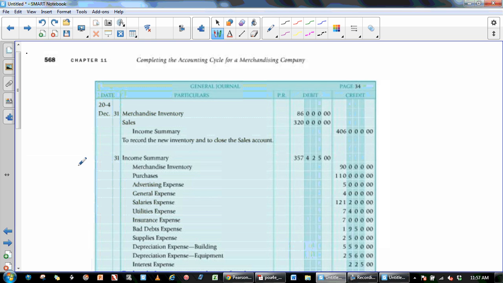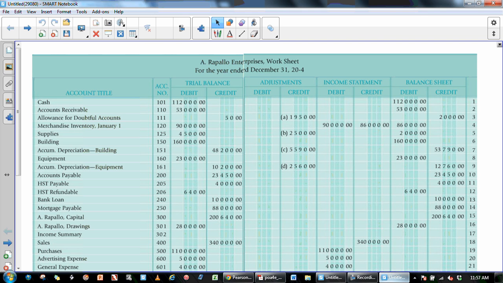Hey guys, I wanted to speak to you about closing entries. Just give you a little more clarification on that from the textbook. I'm looking currently on page 568 of our textbook, and all these closing entries are coming from page 550 of our textbook. So you'll find this worksheet on page 550. So I'll just write that here. So this is page 550. Okay?